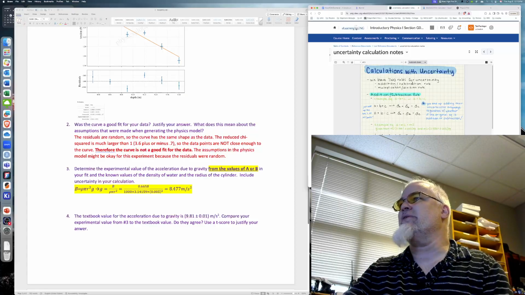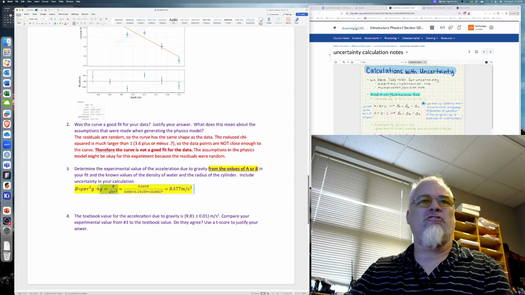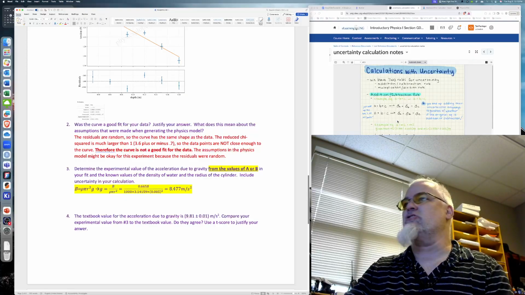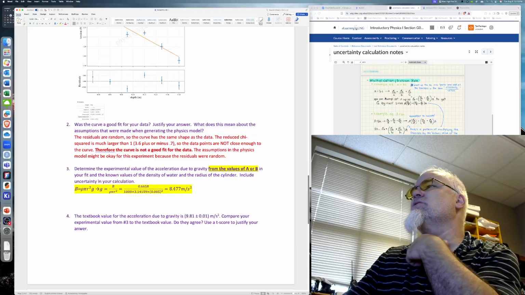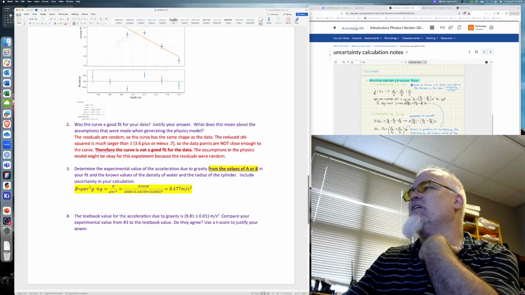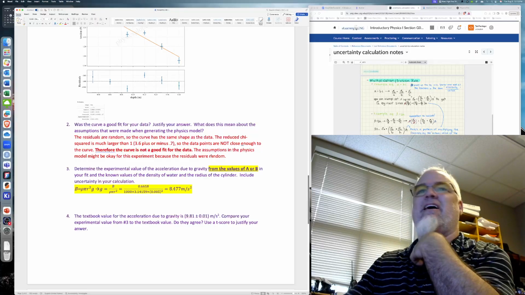Calculations with uncertainty, we have two rules, one for addition and subtraction and one for multiplication and division. Well, is this addition and subtraction or multiplication and division? Pretty obviously multiplication and division. So we're going to use the multiplication and division rule. In that rule, if you have numbers multiplied together, the uncertainty in the answer divided by the answer is going to be the uncertainty in the numbers that you multiplied together divided by their values.